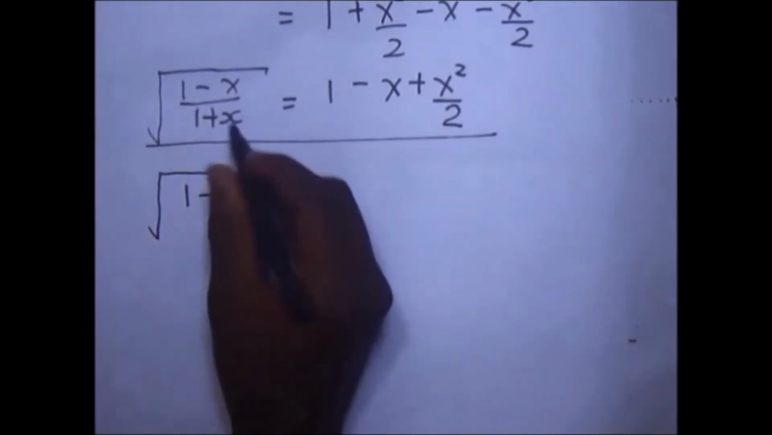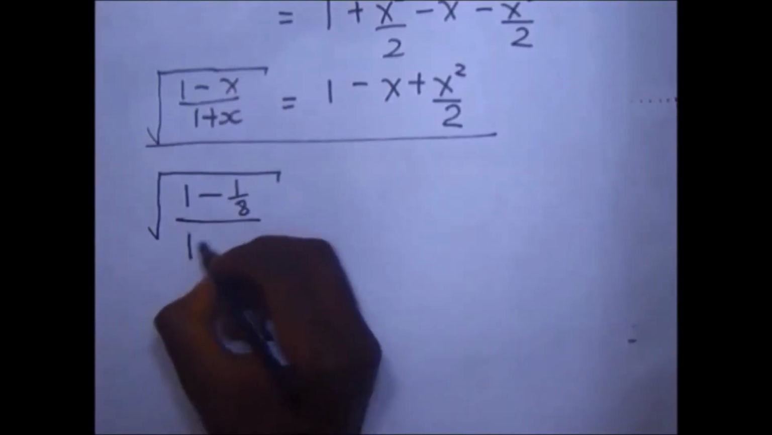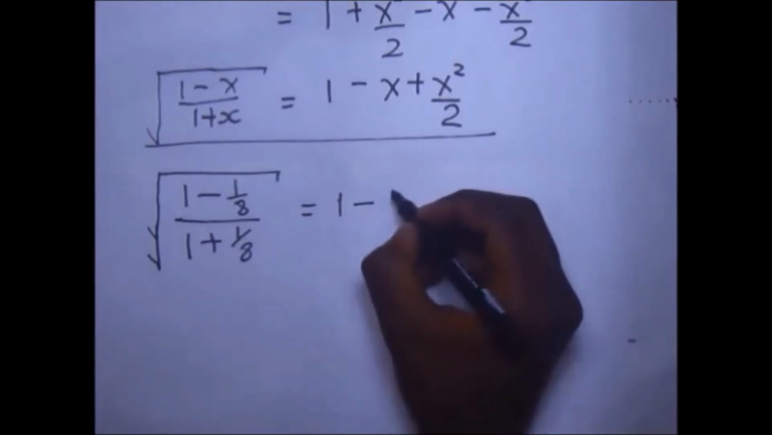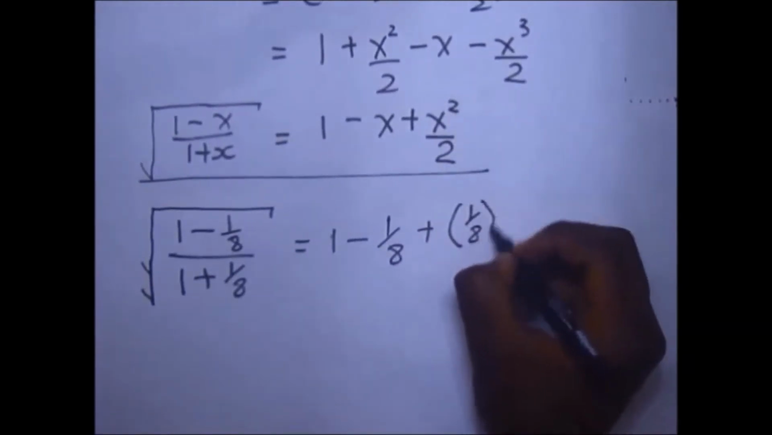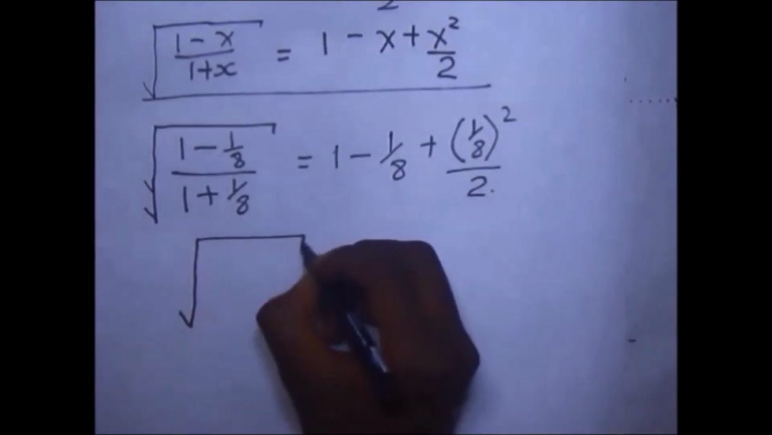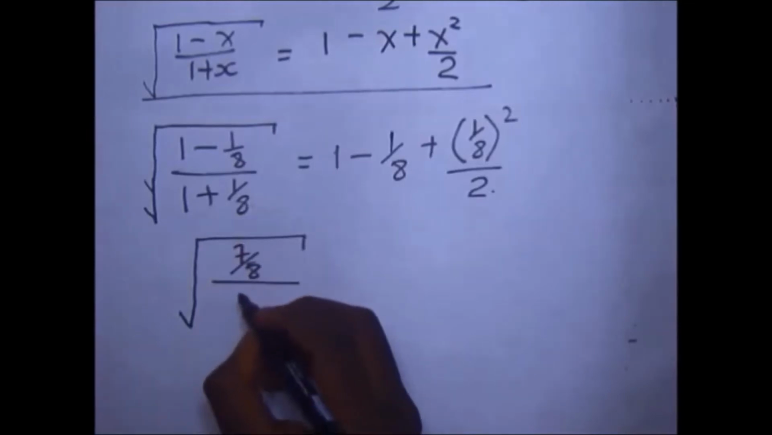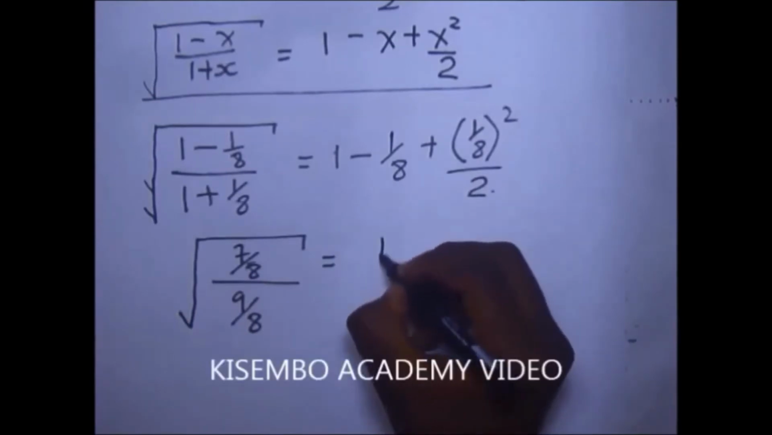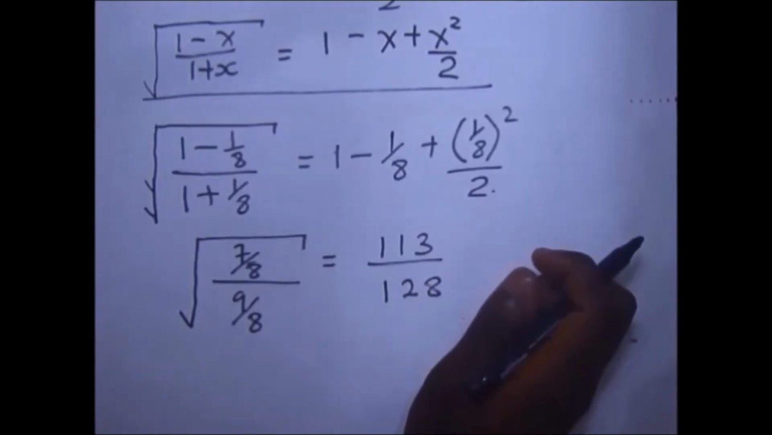This is going to become 1 minus, what is x? We are putting x as 1 over 8 according to our question. So it's 1 minus 1 over 8, divide that by 1 plus 1 over 8. That's going to be equal to 1 minus 1 over 8 plus, x squared is 1 over 8 squared, divide all that by 2. So now 1 minus 1 over 8 is going to give us 7 over 8. Divide that by 1 plus 1 over 8, which is 9 over 8. Now all this is going to give us 133 divided by 128, when I punch it in my calculator here.